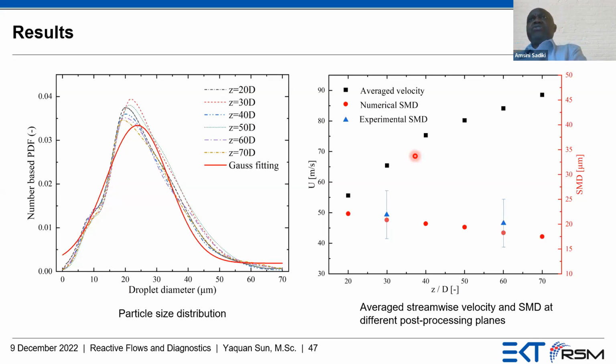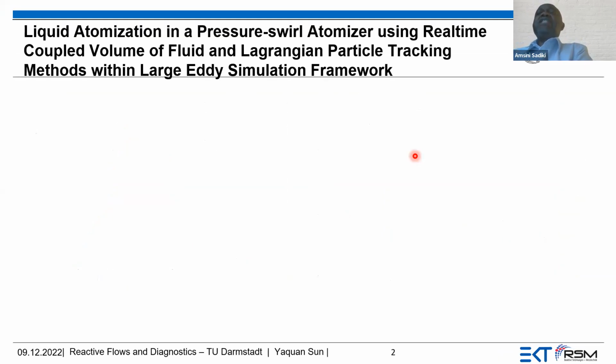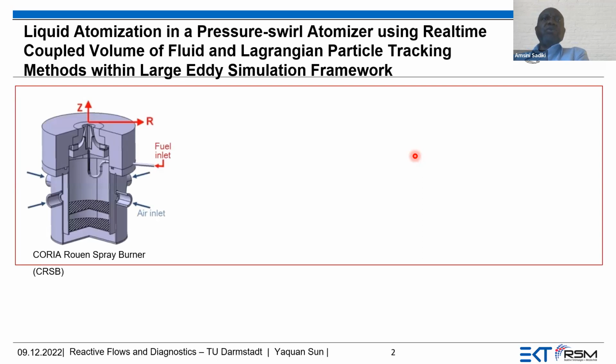We did this for jet in crossflow, and the idea was that here we don't have experimental data for combustion. Then we move to a configuration in which we also have experimental data for combustion. It is already available, but it is very new, and we have not yet included combustion in this framework. This configuration is from Rouen in France, the CORIA configuration.